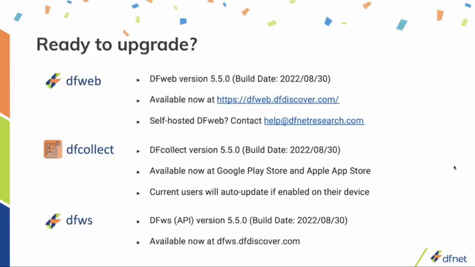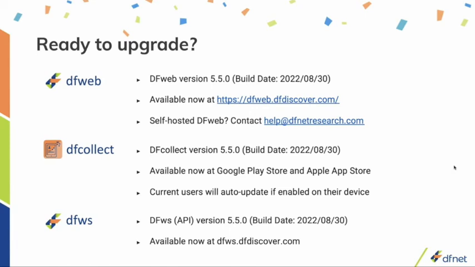So if you are ready to upgrade, the good news is that for users of DFweb, DFcollect, and the API, it's already ready to go. As Samer mentioned, our public version of DFweb is available immediately at dfweb.dfdiscover.com. That's been available since September 1st. If you do have a self-hosted version of DFweb, let us know when you're ready to upgrade and we can help support that process. We're already doing that for a couple of people on the call, which is great.